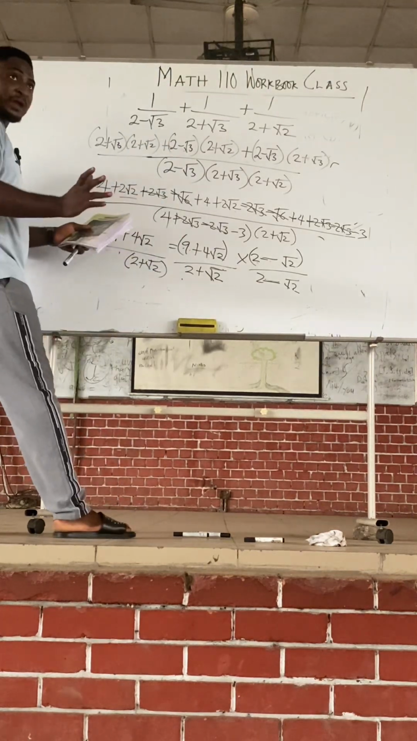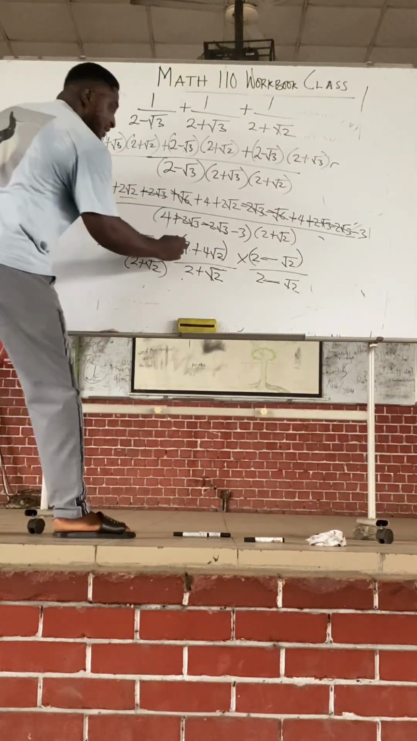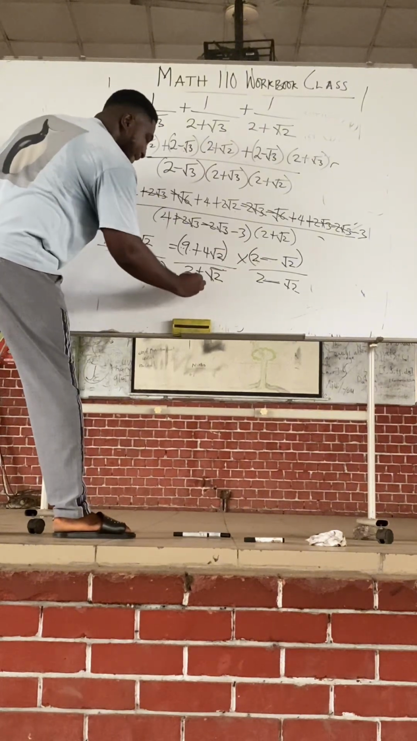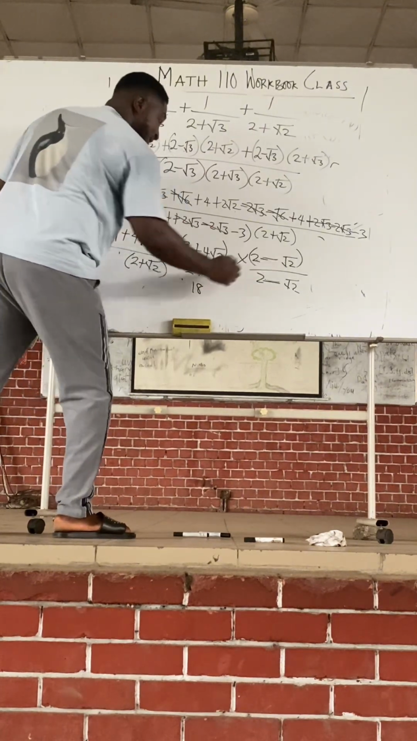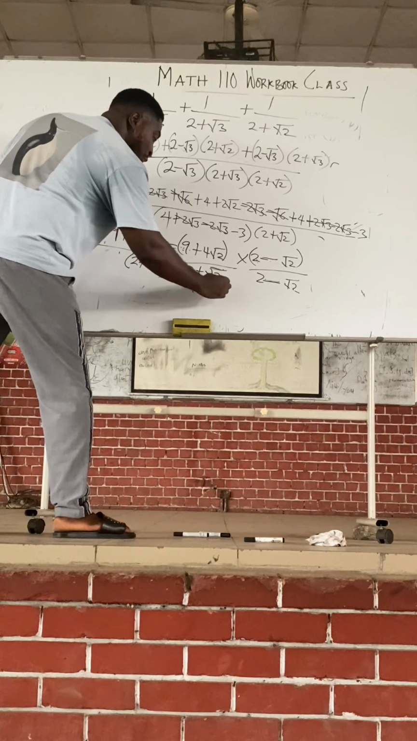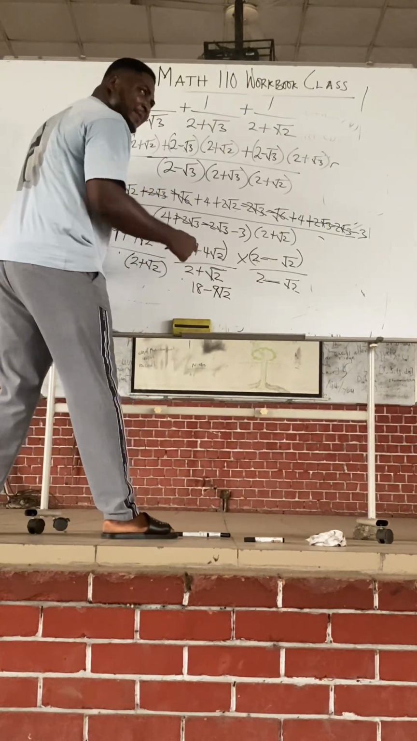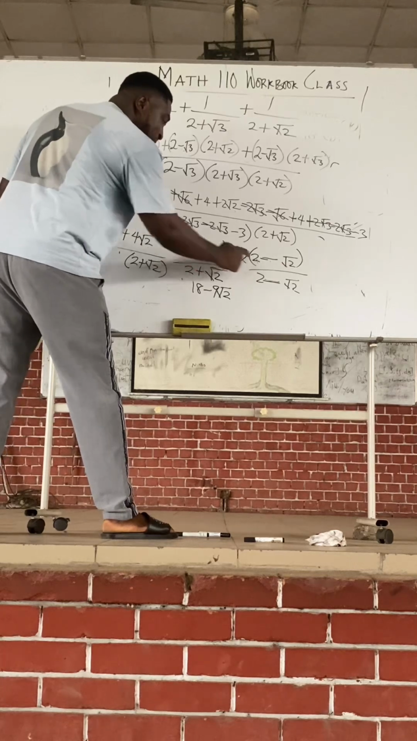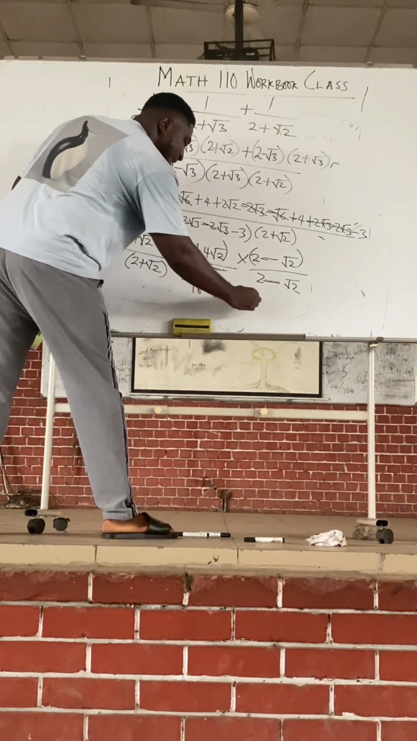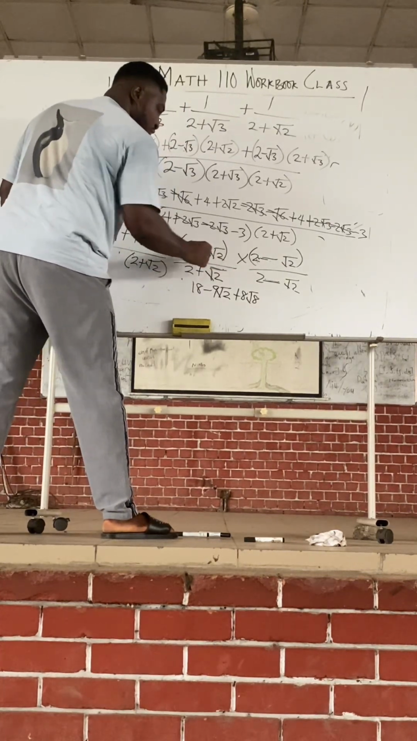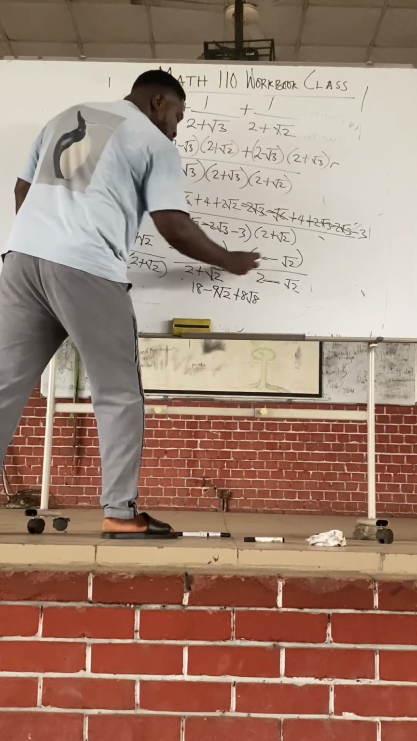Another chance to understand. Don't worry. Everything happens for a reason. Follow me. 9 times 2, 9 times minus root 2, minus 9 root 2. 4 root 2 times 2 is 8 root 2, because 4 times 2 is 8. Now 4 root 2 times minus root 2.